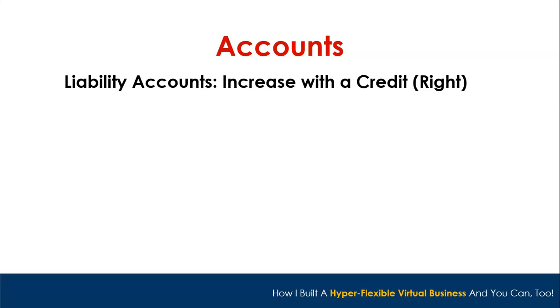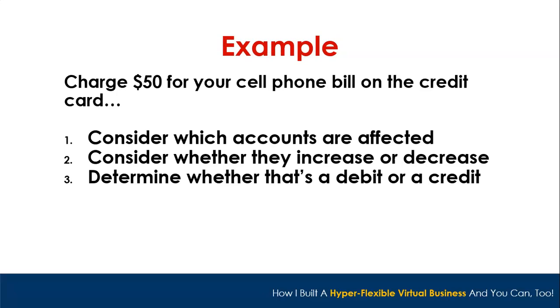If I charge on my credit card, the balance that I owe to the credit card company increases, which means that my credit card payable account is going to increase with a credit, which means on the right. So let's look at an example. If I charge $50 for my cell phone bill on the credit card, right? Most of us have bills like that, just set up to auto pay on the credit card. So we need to consider which accounts are affected, consider whether they increase or decrease, and then determine whether that would be a debit or a credit for each piece of that transaction.